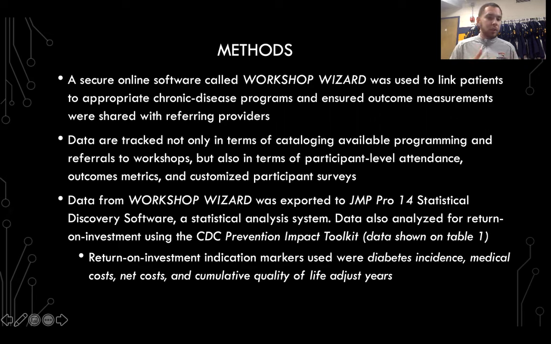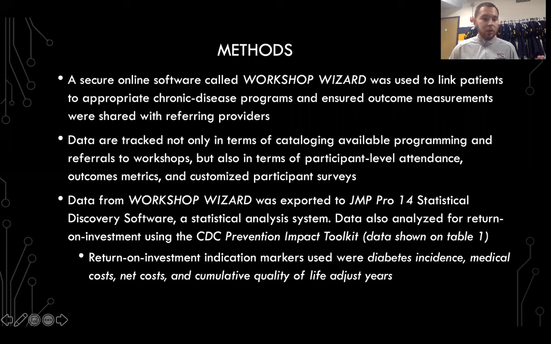So it's important when we do studies like this to be able to measure our outcomes and track our progress. That way, if we have positive results, we can show how we got there and how we measured those positive results. The data was not only tracked in terms of cataloging available programming and referrals to workshops, but also the participant level attendance, which is important because we want to see if high adherence to these programs has a correlation to decreased risk of diabetes or increased management of the diabetes that is already present.